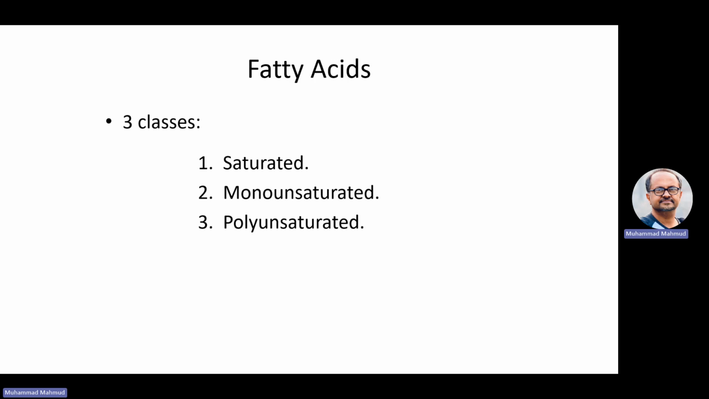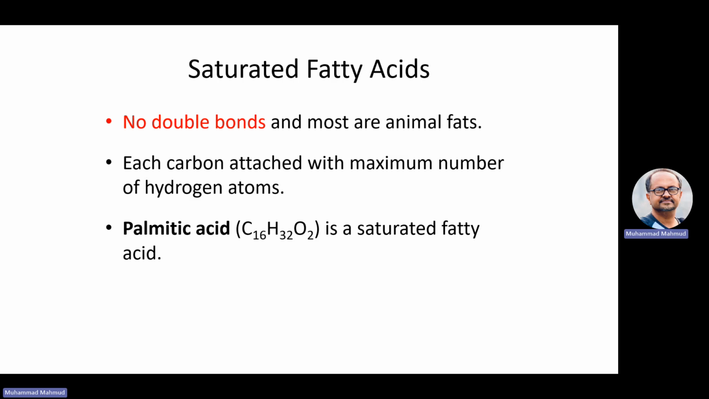There can be 3 types of fatty acids: saturated, monounsaturated, and polyunsaturated. Saturated fatty acids are saturated because they don't have any double bonds, right? And most are animal fats. So if we find no double bond, that would be saturated. Each carbon is attached to the maximum number of hydrogen atoms.